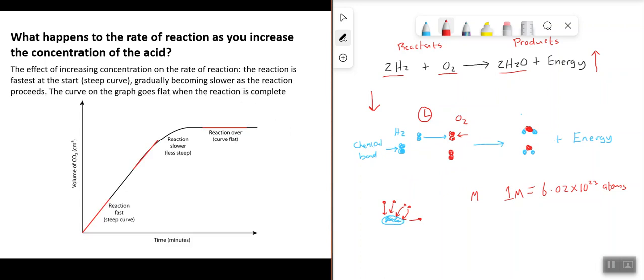So the effect of increasing concentration on the rate of reaction: the reaction is fastest at the start. The steep curve becomes slower as the reaction proceeds. The curve on the graph goes flat when the reaction is complete as well. So we get this reaction mechanism that happens.